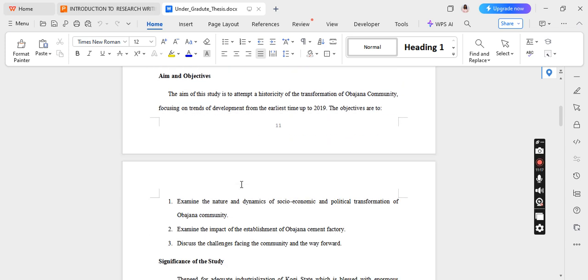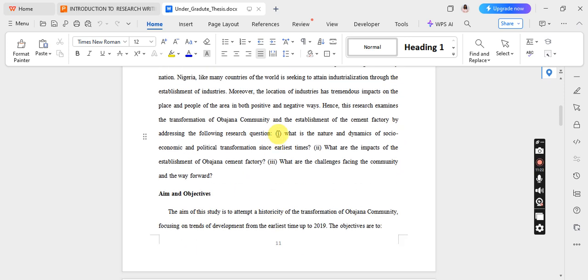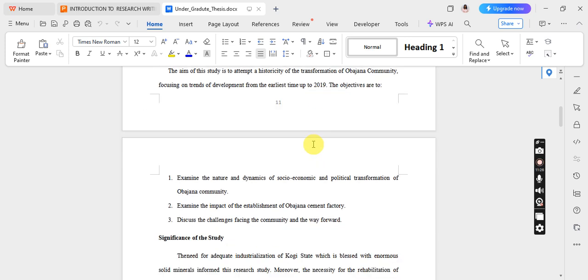Now, the aims and objectives are just like giving an answer to the problem. Oh, we've noted this particular problem, the nature and dynamics of social, economic, and political transformation since earliest times. You now see the objective: to examine the nature and dynamics of social, economic, and political transformation of Obajana.